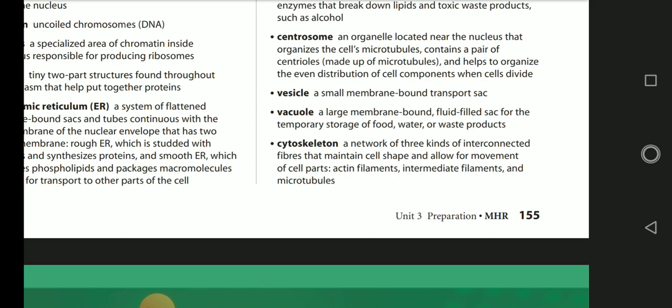A vacuole actually contains some fluid-filled material and it also helps in the temporary storage of food and water. Whatever extra food or extra water is in the plant or animal body goes and gets stored in the vacuole. Apart from storing food and water, it can also store waste material and waste products in the cell.